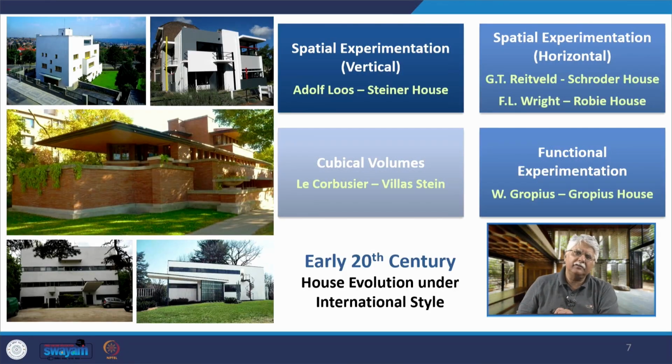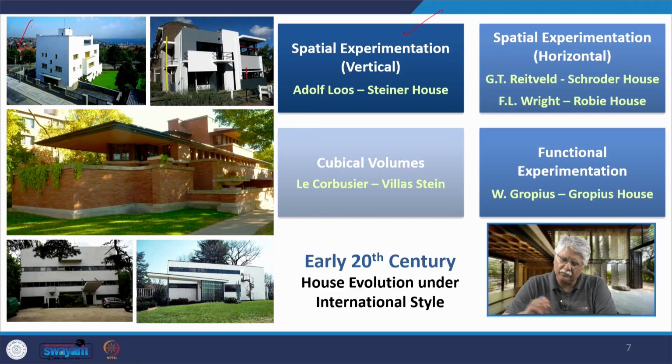So we have this house evolution under the international style. I am including Fallingwater in this, though Fallingwater itself is a part of organic architecture, but because the concepts are similar, I am including it here. There is a spatial experimentation in the vertical direction we find in Adolf Loos's Steiner House, and here, for example, the Villa Muller.